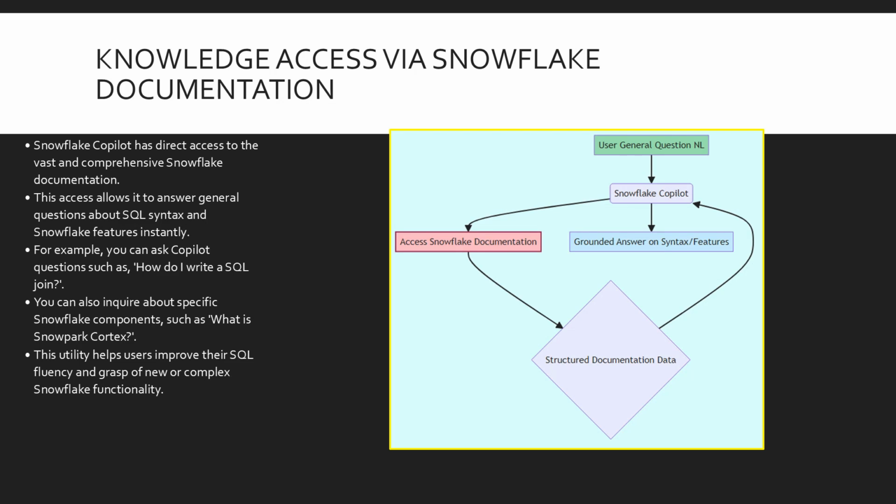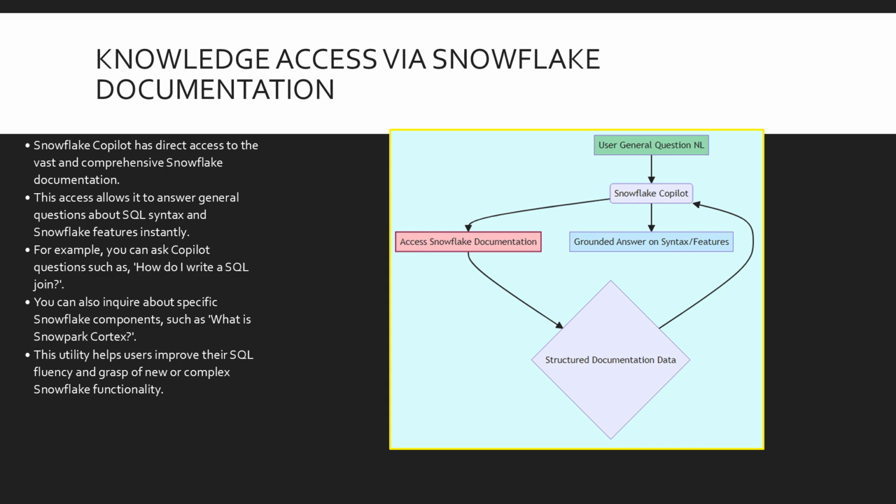A particularly valuable, non-data querying feature of Snowflake Copilot is its built-in access to the vast and comprehensive official Snowflake documentation. This direct access transforms Copilot into an immediate, authoritative knowledge base, ready to answer general, conceptual questions accurately. This critical functionality allows the assistant to immediately respond to queries concerning foundational SQL syntax and provide detailed explanations of various complex Snowflake features, eliminating the need to search external documents.